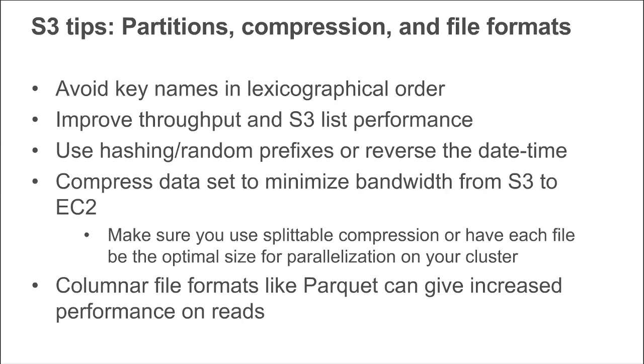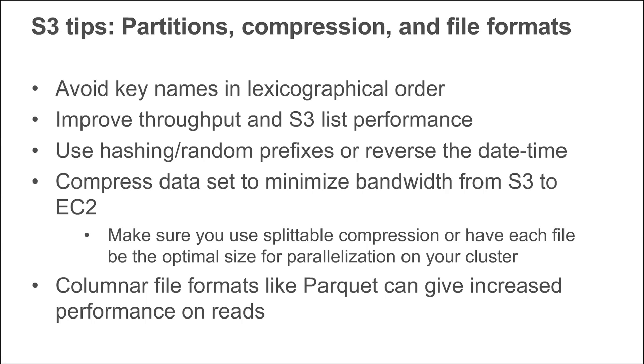The second point to look at is improve your throughput and S3 list performance whenever you can. One way you can do this is using EMR consistent view, where list performance is improved dramatically because instead of issuing list requests directly against S3, EMR will issue the list request to DynamoDB, which results in much faster list performance. Another thing that you can look at is using compression on your data sets to minimize bandwidth from S3 to EC2. You will save a lot of time and effort if you use a good compression format on your data sets.